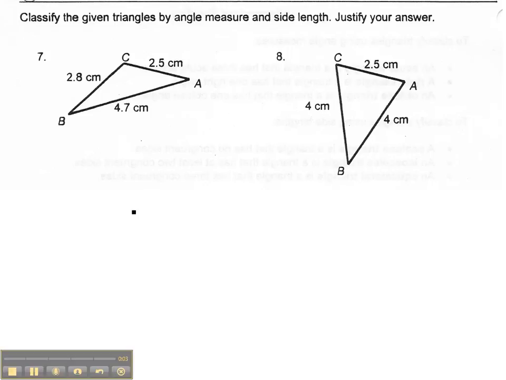Here's some help with tonight's homework. I'm going to do number 7 and then leave number 8 for you to do. Numbers 7 and 8 say classify the given triangles by angle measurement and side length, and then justify your answer.